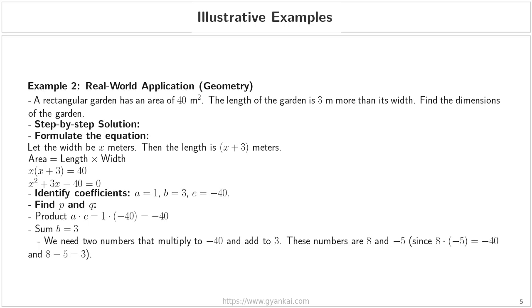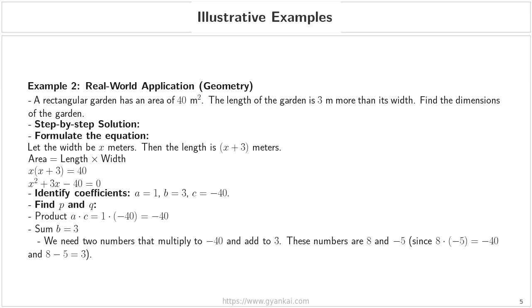Now, we move to the most critical part of the process. Finding our p and q, we need to find two numbers that, when multiplied, give us the product of a and c, which is 1 times negative 40, resulting in negative 40. Simultaneously, these same two numbers must add up to our middle coefficient, b, which is 3. After checking the factors of negative 40, we find that 8 and negative 5 are our perfect pair.